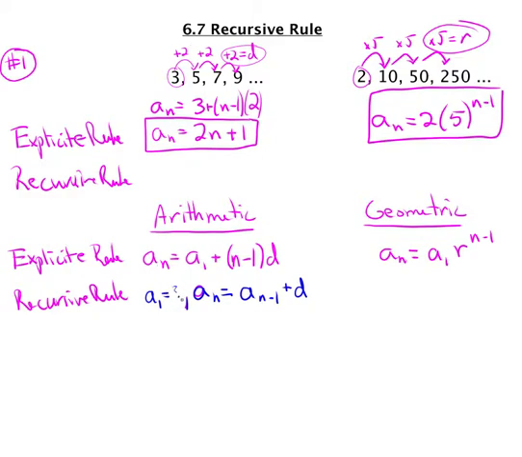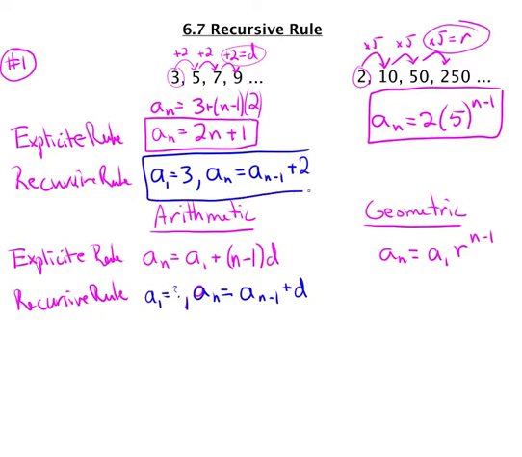I put a question mark here because each sequence starts at a different number. So up here, the recursive rule for our arithmetic one would be a sub 1, which is our start number, 3. And to get the next number in the sequence, we take the previous number, a sub n minus 1, plus our difference of 2 here. So that is the recursive rule.